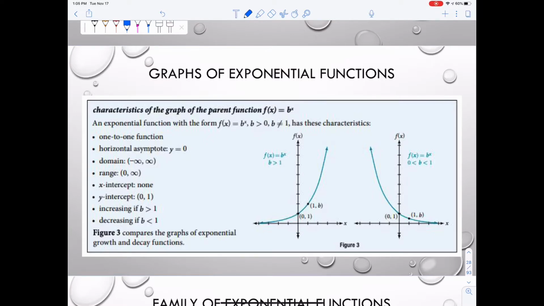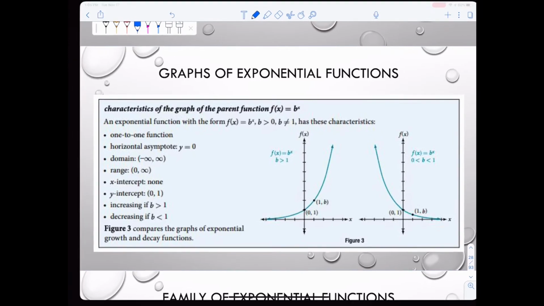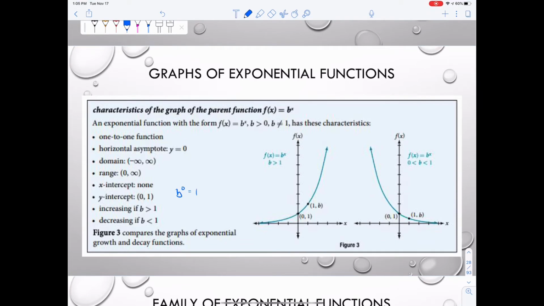Exponential functions are one-to-one. They do have a horizontal asymptote. Unshifted, it is at y equals 0. Our domain is reals. Our range goes 0 through infinity, non-inclusive. There is no x-intercept. The y-intercept is always at (0, 1) for all of our parent functions. Remember, anything to the 0 power, by definition, always equals 1. So we're always going to have this (0, 1) point.